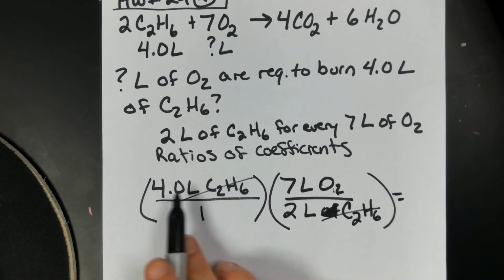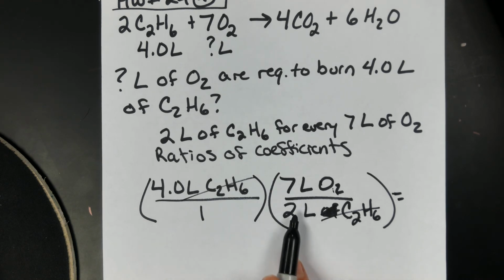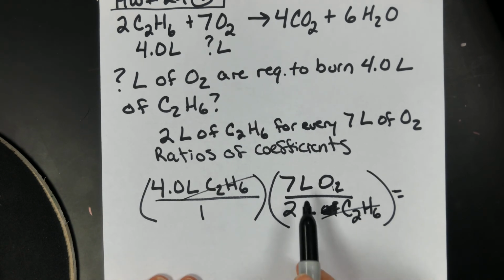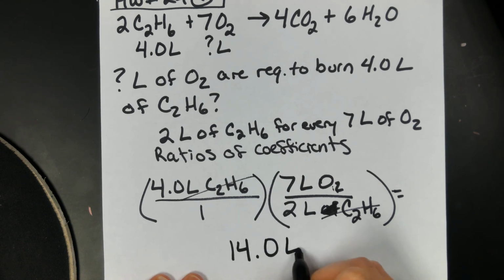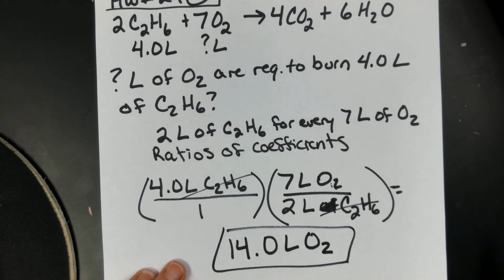So essentially what I'm going to be doing is taking 4 times 7 and then dividing by 2, which you would think I could do in my head, and I'm pretty sure I can. Yeah, it's 14, right? So it's essentially 2 times 7. So 14 liters of oxygen is needed.